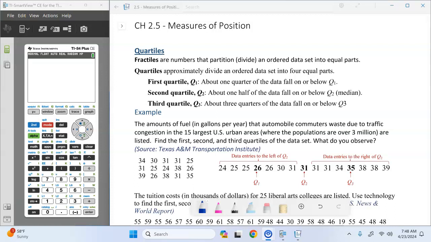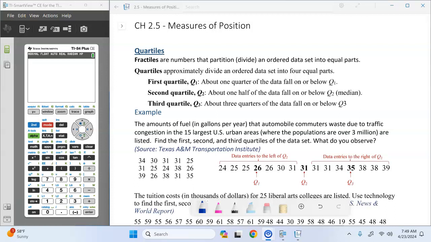But quartiles are something that are used a lot. They're a subset of fractiles. Fractiles are numbers that divide ordered data sets into equal parts. That ordered part is very important, from least to greatest. And so a lot of times you'll see them broken up by every 10% or 25% or 20%. Quartiles are the 25%. The data is ordered.